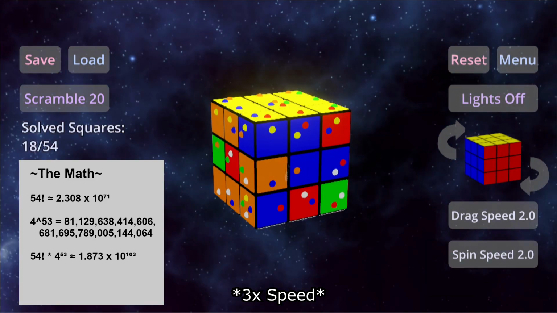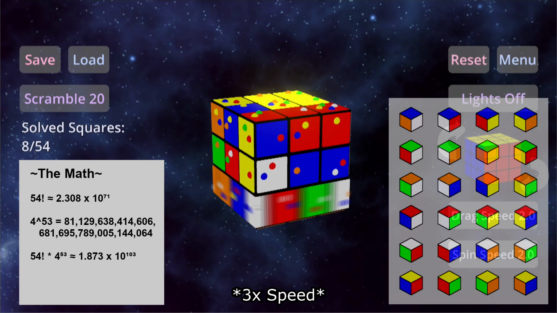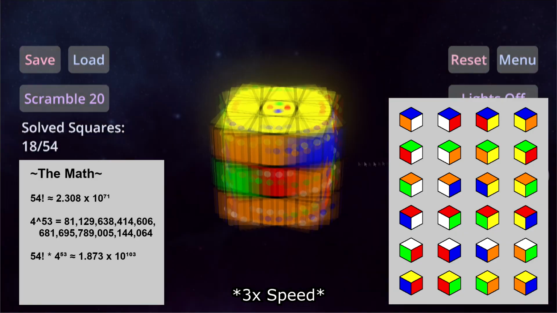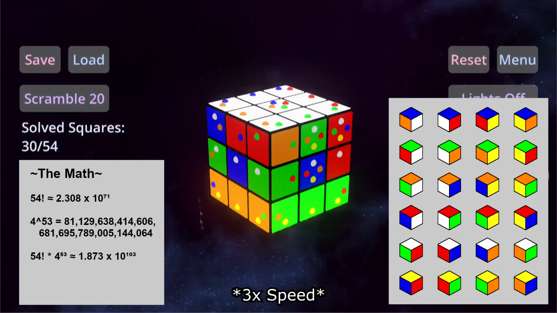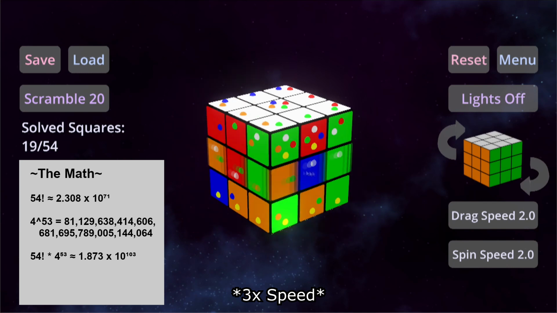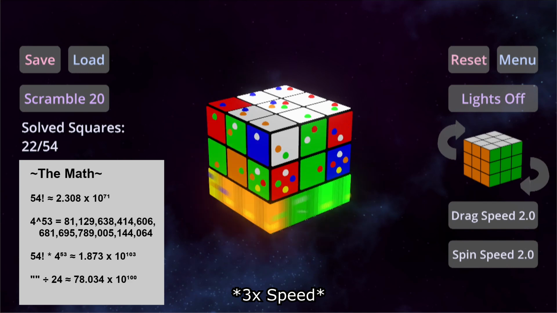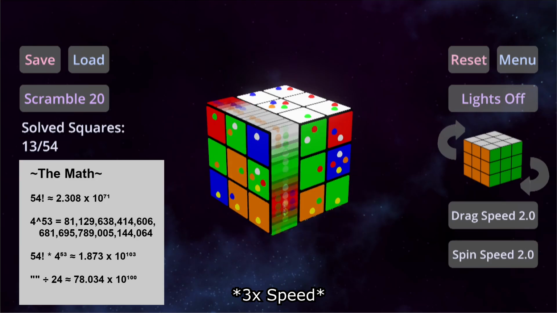However, some permutations will be the same as others, but with the whole puzzle rotated. There are 24 possible cube orientations, which means that the current number counts each cube state 24 times. So, to avoid counting duplicates, we divide by 24 to get 78 Googol.